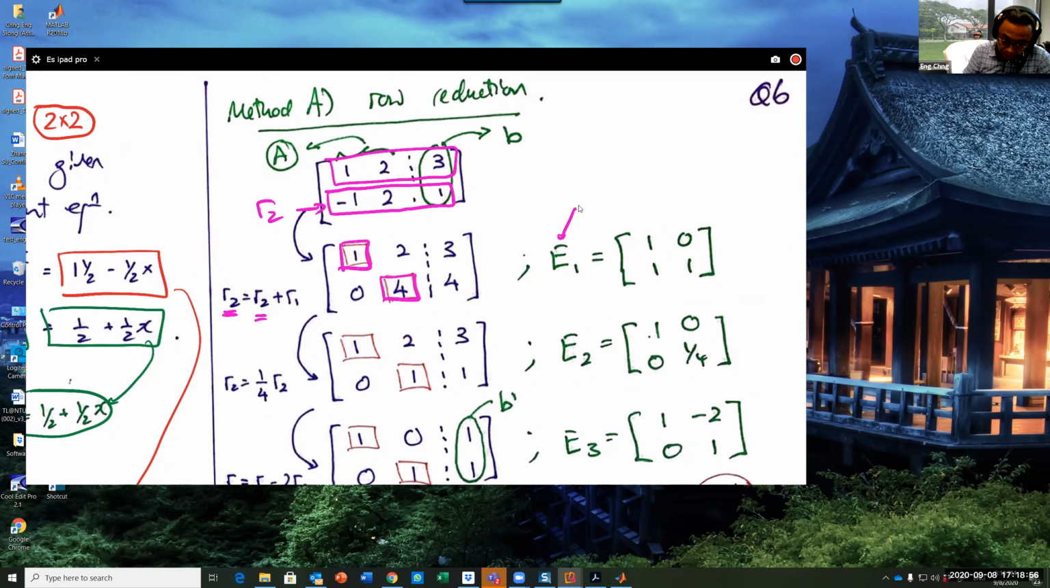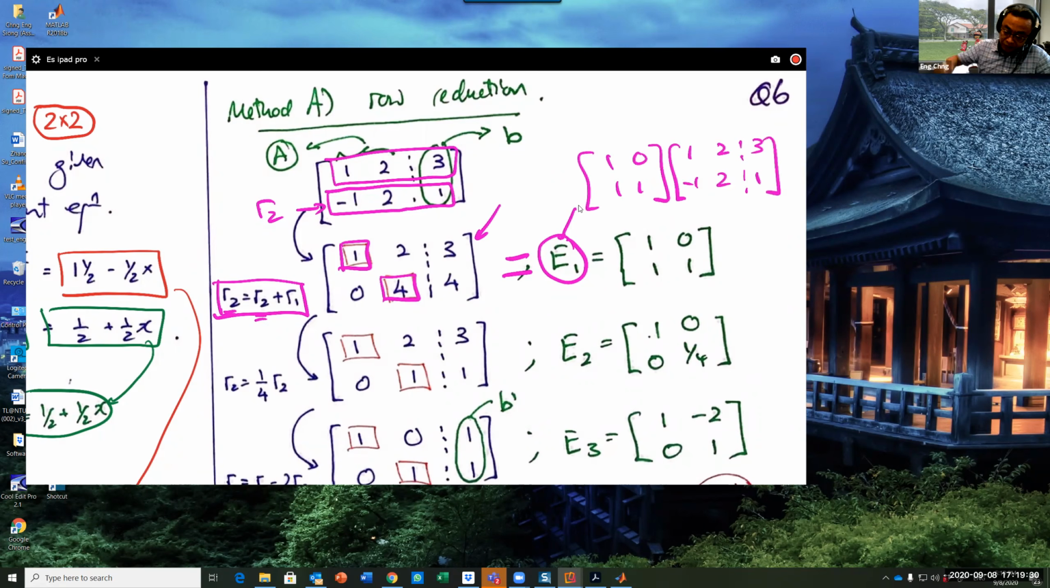Now, I promised to talk about this. This equation, R2 = R2 + R1, is represented by E1. Why? What is E1, and how does E1 come into play? Because this matrix on the left is nothing but this matrix on the right, E1 = [1, 0; 1, 1], multiplied by [1, 2, 3; -1, 2, 1]. Correct?